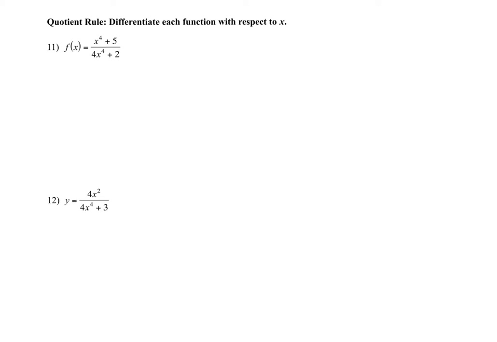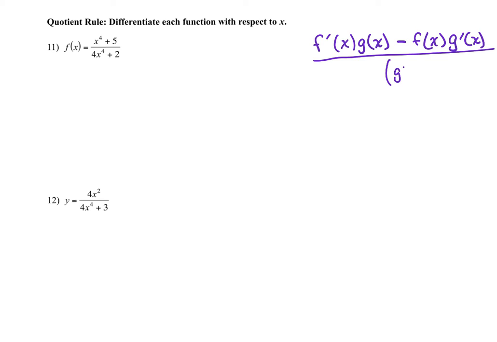Quotient rule is very similar. You do the derivative of the top times the bottom the way it is. You subtract, and then you do the top times the derivative of the bottom. And then it has a denominator, which is just the bottom function squared. So if we look at this one, if the top is my f of x, then f prime of x is going to be 4x cubed. If the bottom is my g of x, then g prime of x is going to be 16x cubed. So we're going to do it exactly according to the formula.